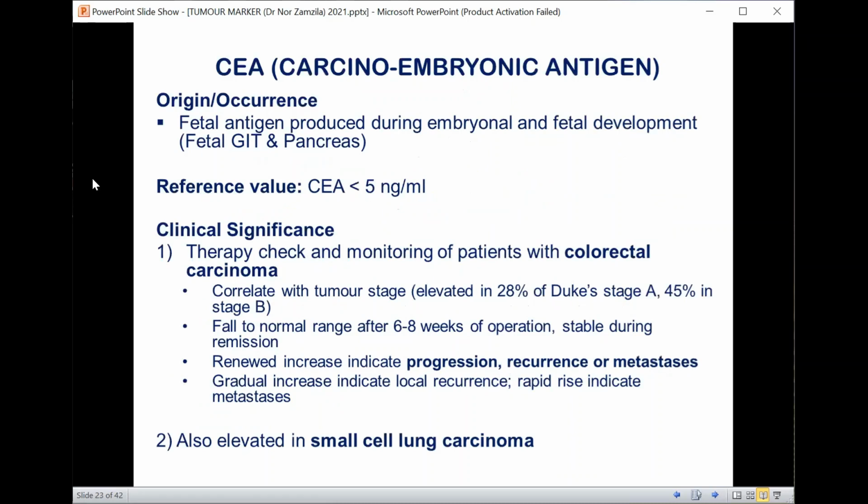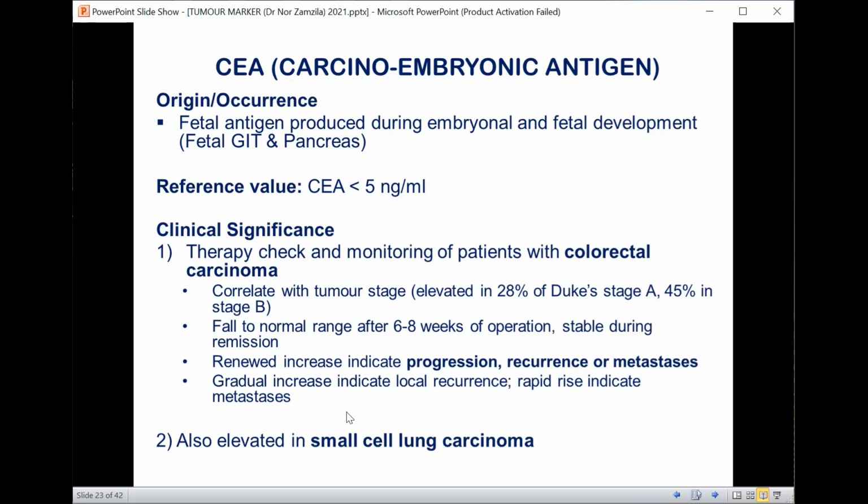Right, CEA. CEA is mainly used for therapy check and also for monitoring of patients with colorectal carcinoma. The good thing about CEA is that it correlates with the tumor stage. So it correlates with the deep stage of the colorectal cancer. So you can actually repeat the test of CEA in patients with colorectal tumor every 6 to 8 weeks after operation.